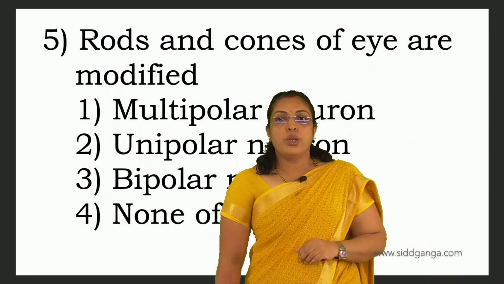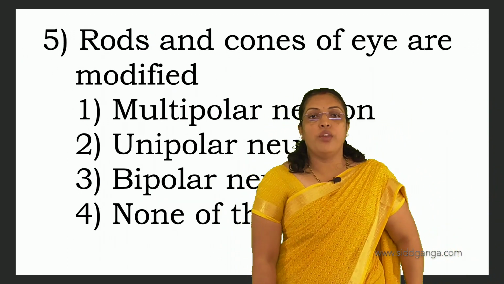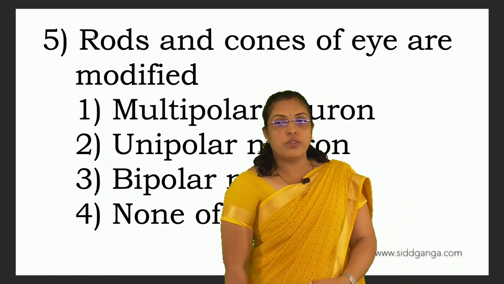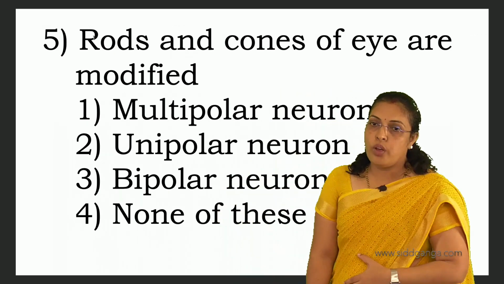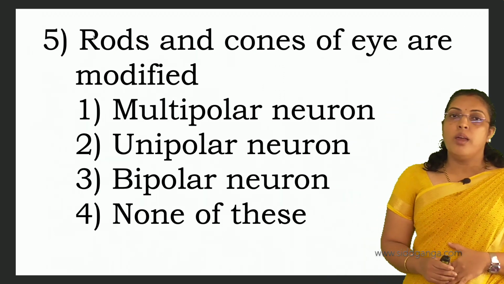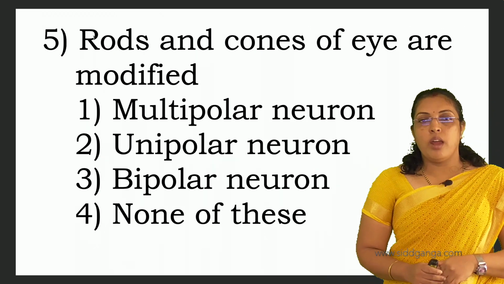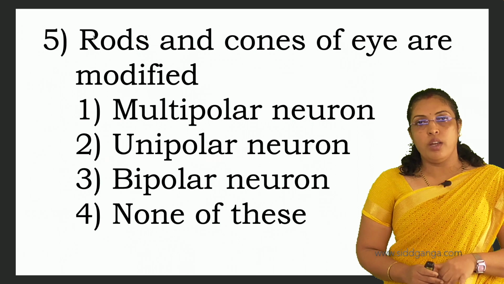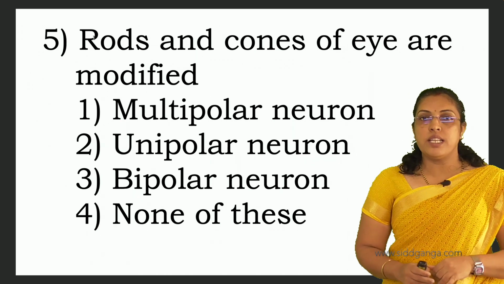Then rods and cones of the eye are modified. Rods and cones of the eye are modified multipolar neuron, unipolar neuron, or bipolar neuron. They are modified bipolar neurons. For the fifth, third is the answer.